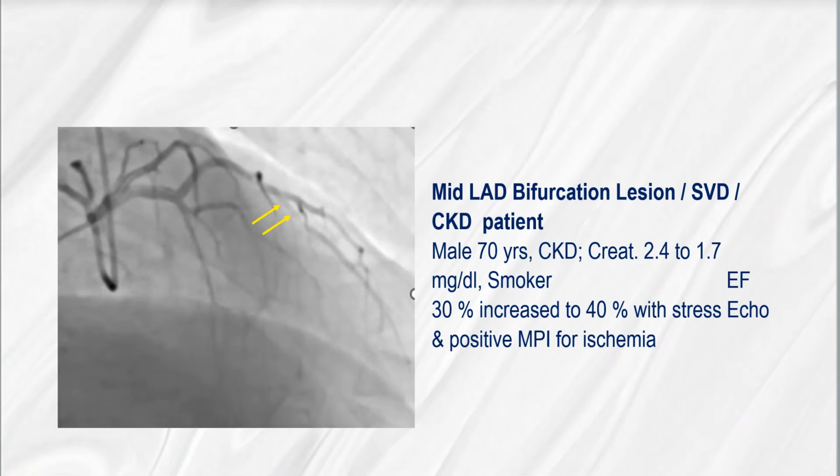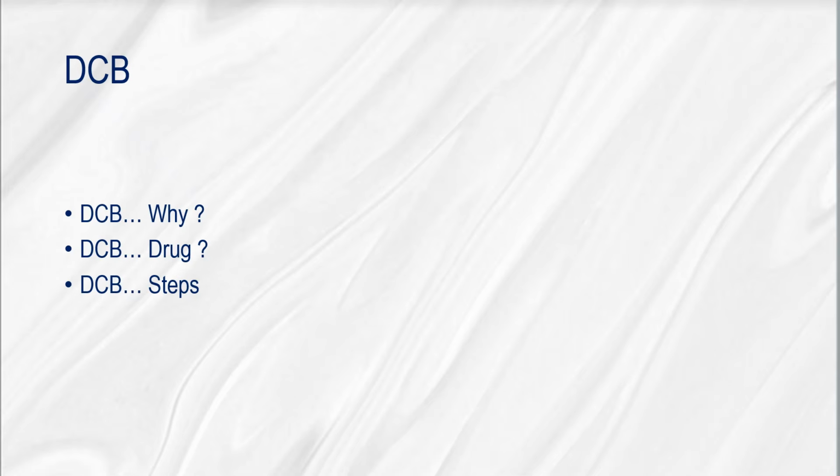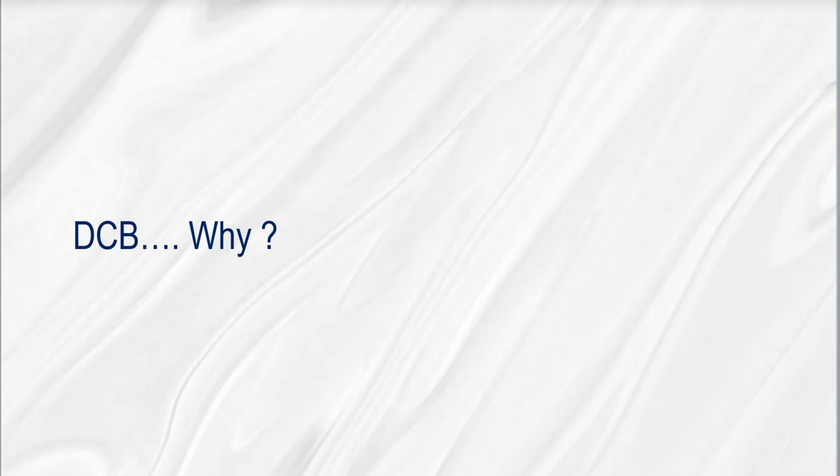Is there a role in this patient with chronic kidney disease in which there is a mid-LAD bifurcation and small vessel diameter? And in this patient, in which there is a lesion in the distal half of the LAD, in which the IVUS showed a moderate lesion in the ostial LAD and left main? And these are the points to be discussed. What is the rationale for drug-coated balloon?